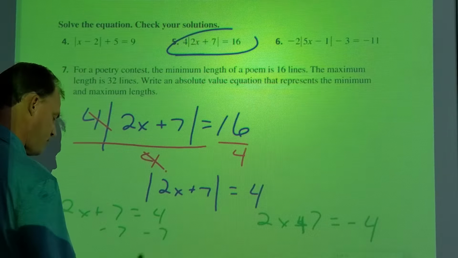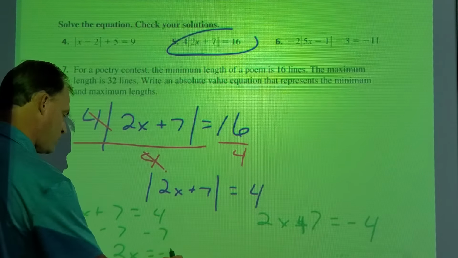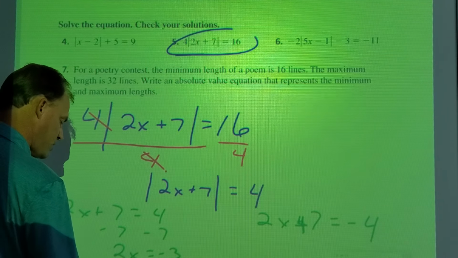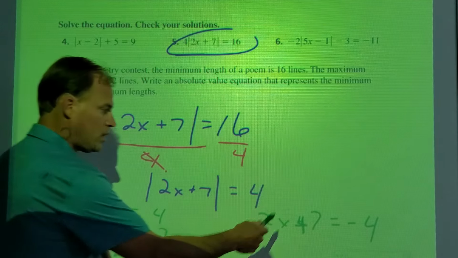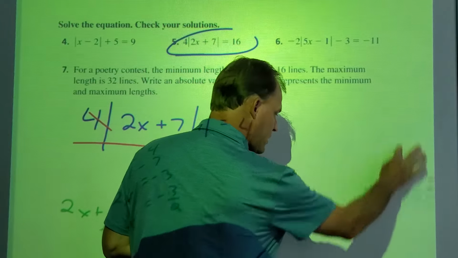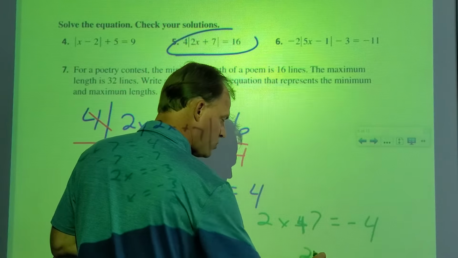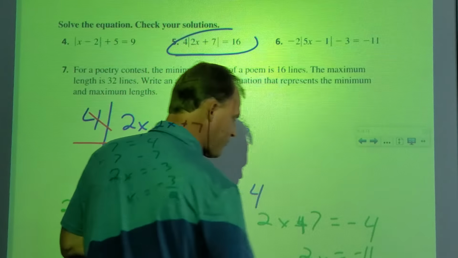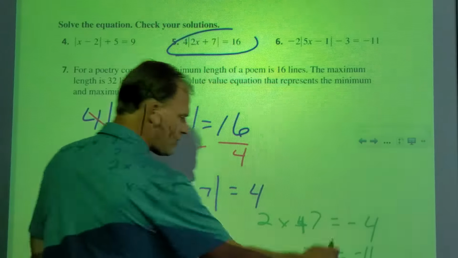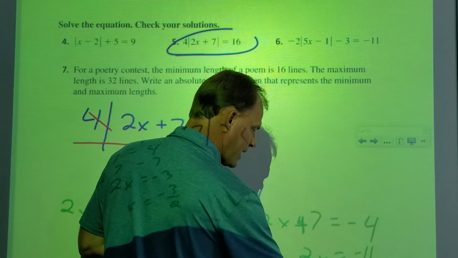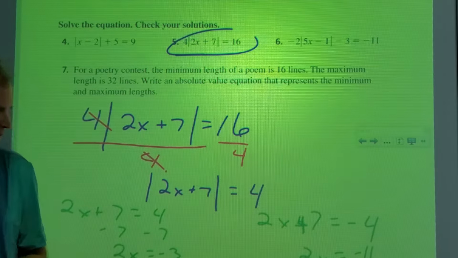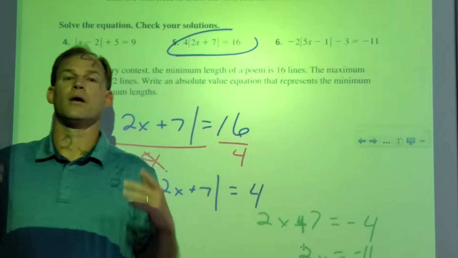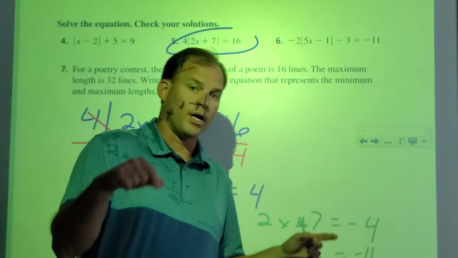Subtract 7 from both sides. 2x equals negative 3. Divide by 2. X equals negative 3 over 2. Subtract 7 from both sides here. 2x equals negative 11. Divide by 2. X equals negative 5.5. Improper fractions, mixed numbers, don't care. That's what we did on Monday.